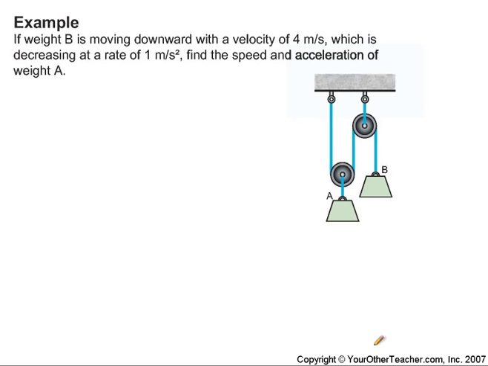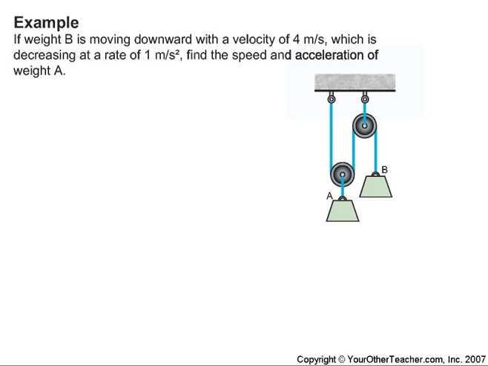Let's look at another example where we have a single constraint. If weight b is moving downward with a velocity of 4 meters per second, which is decreasing at a rate of 1 meters per second squared, find the speed and acceleration of weight a.